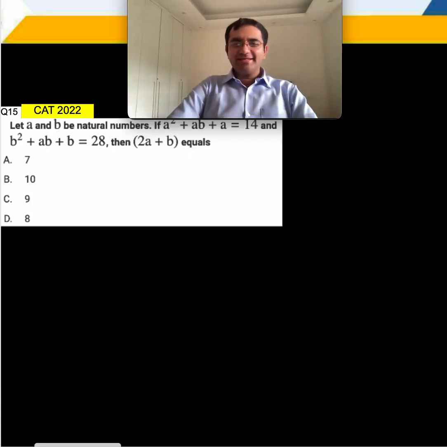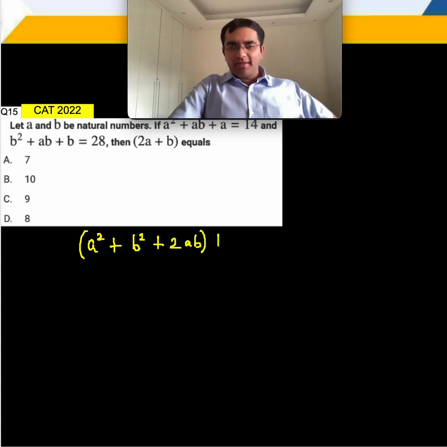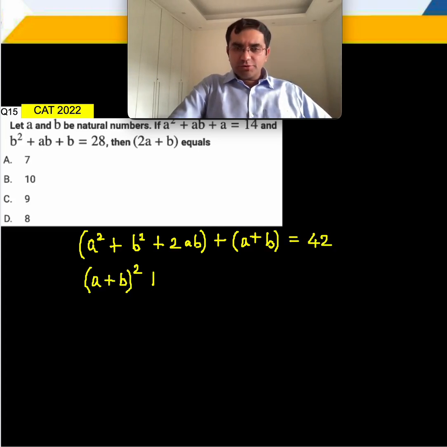The next is a normal algebra question. You are given two equations and immediately I can see that these two equations should be added together. When you add them, what do you get? A square plus b square plus 2ab and then plus a plus b is equal to 28 plus 14 is 42. ठीक है, then this is of course a plus b whole square plus a plus b is 42.